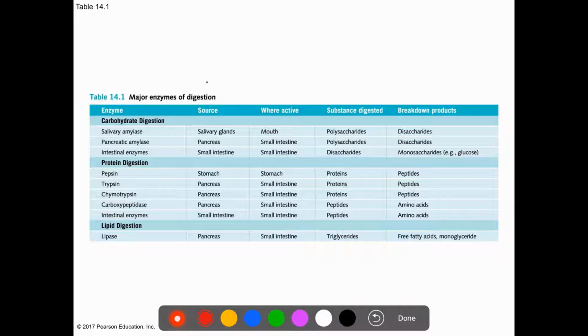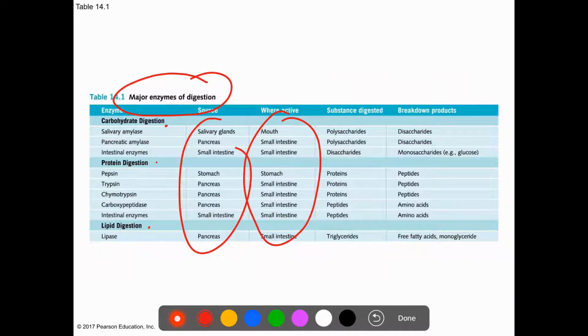This table summarizes the major enzymes of digestion, whether it's for carbohydrates or proteins or lipids, their source, where do they meet the food, and what type of substance they digest, and what is the result. So take a look on this table. Make sure that you are aware of the pepsin, trypsin, chymotrypsin, the amylase in general, okay, the lipase. Make sure that you know the source, where do they act, and what substance they digest.